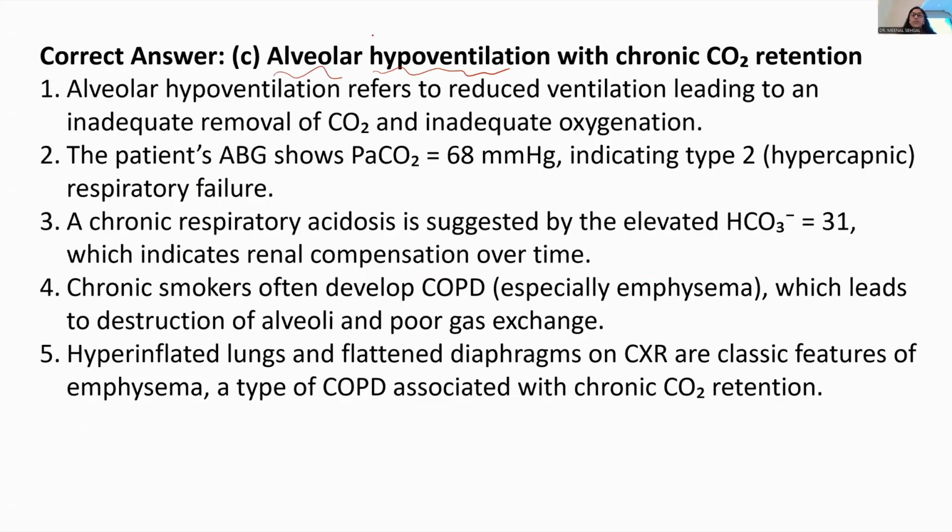Alveolar hypoventilation refers to reduced ventilation leading to inadequate removal of carbon dioxide and inadequate oxygenation. So the ABG with a rise in PaCO2 indicates type 2, that is hypercapnic respiratory failure. A chronic respiratory acidosis, as suggested by low pH and a rise in bicarb, indicates renal compensation. Now chronic smokers will develop COPD, especially emphysema, which leads to destruction of the alveoli and poor gas exchange. Hyperinflated lungs and flattened diaphragm also support a diagnosis of emphysema.